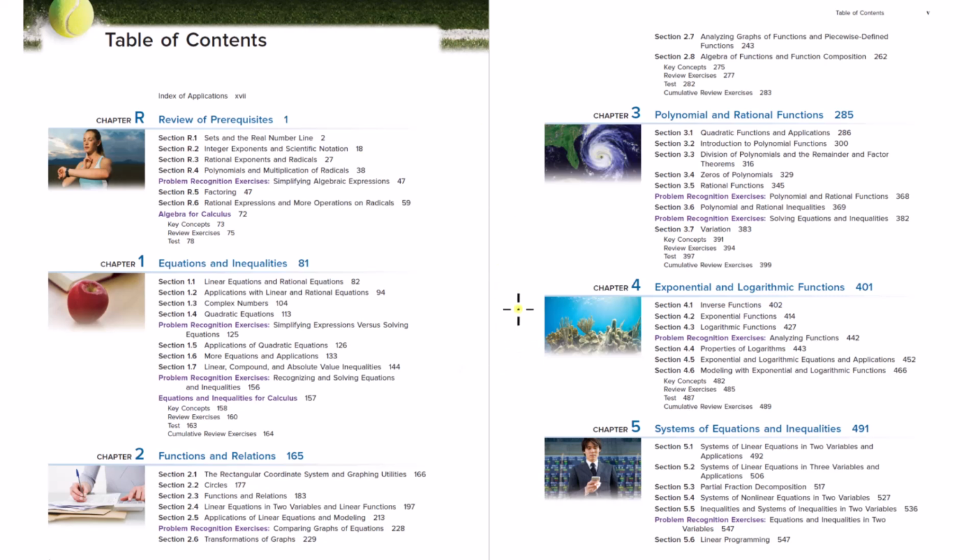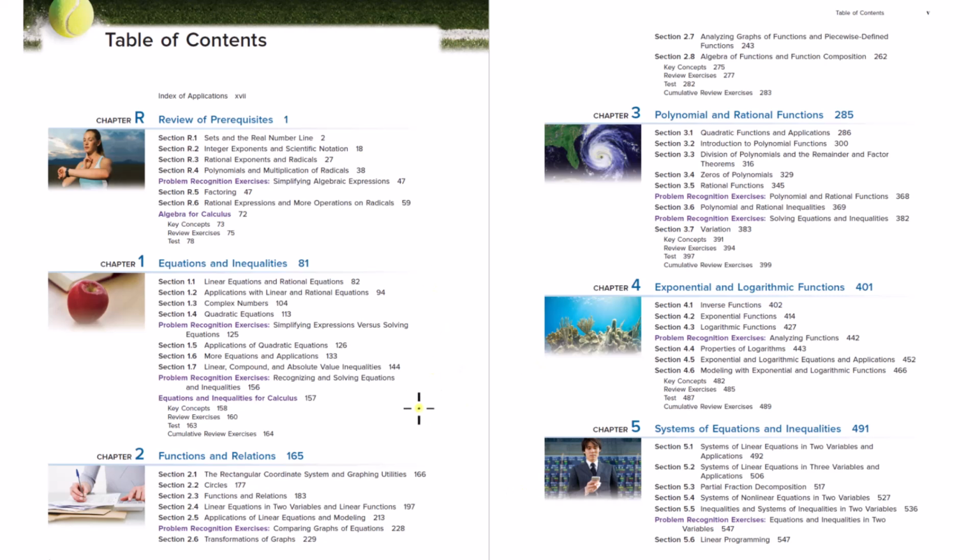All right, so we've just completed chapter 4. Now we're about to start chapter 5, which you can see is on systems of equations and inequalities. So up to this point, we've done a lot of work with learning how to solve equations and inequalities.